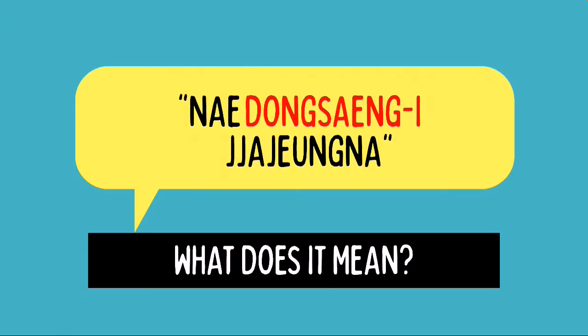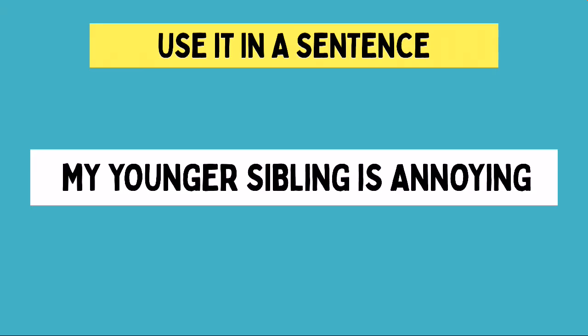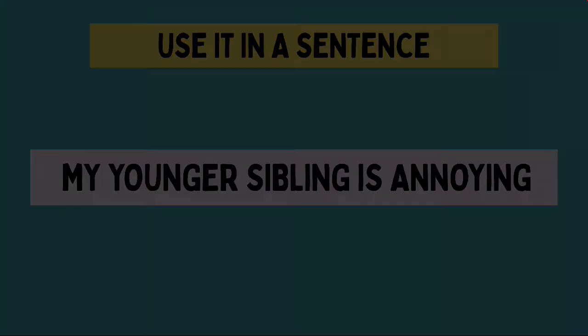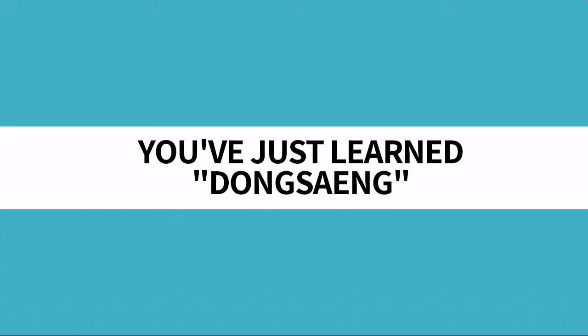Therefore, if we go back to the example sentence at the start of the video, we already know by now that the meaning of 내 동생이 짜증나 is simply my younger sibling is annoying. And with that, you've just learned dongsaeng.